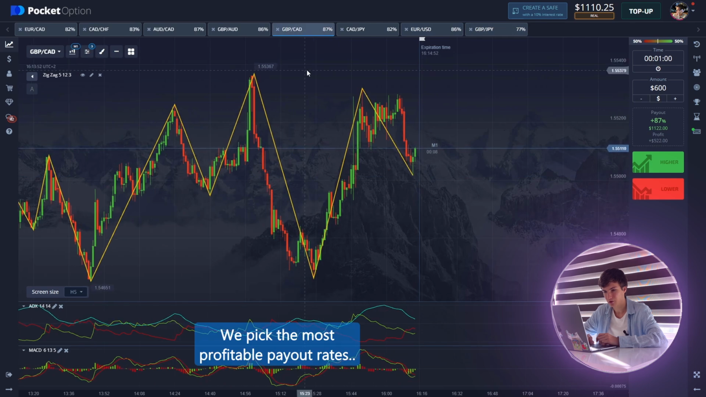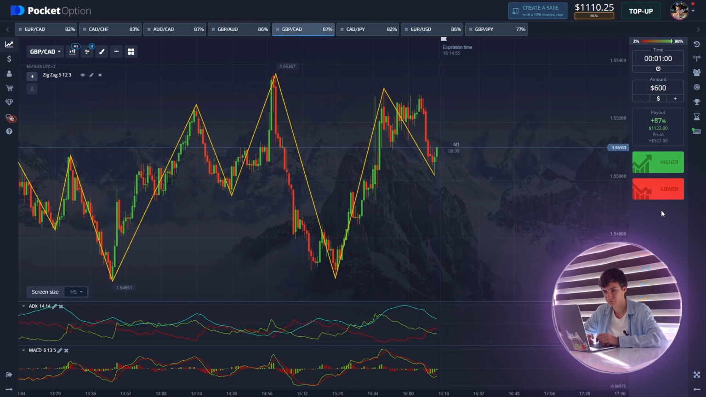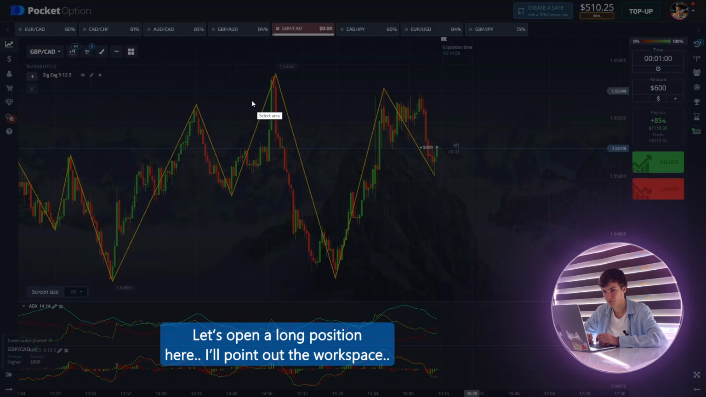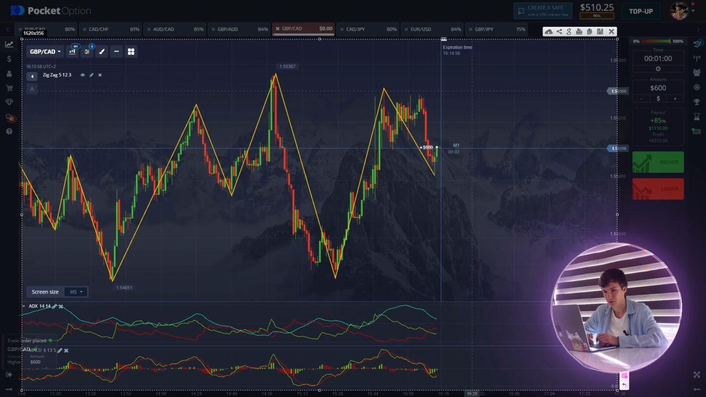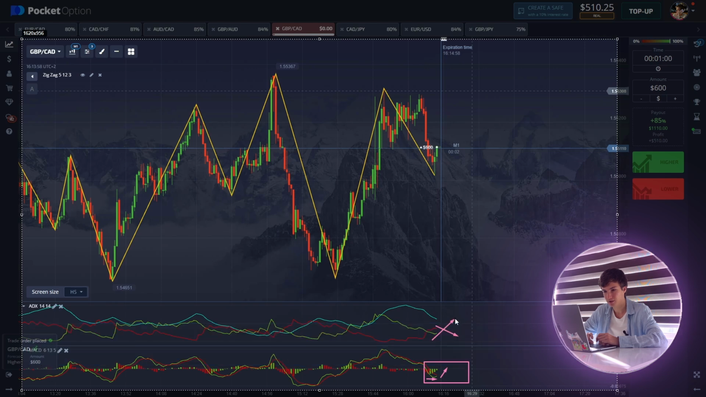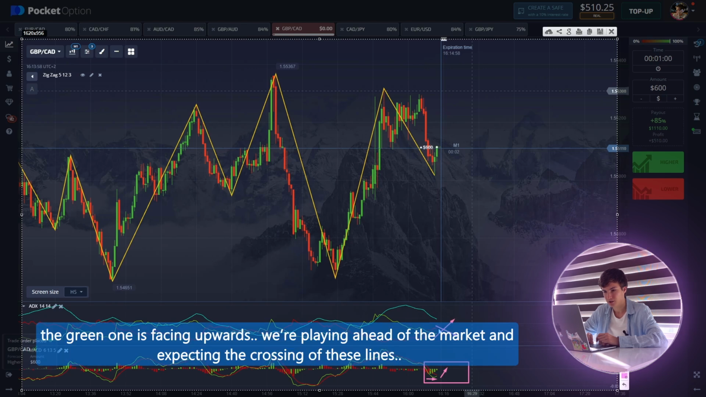We pick the most profitable pattern trades. Let's open a long position here. I'll point out the workspace. We see the good volumes of the MACD, the reversal of the moving average. We also see that the moving average is facing downwards. The green one is facing upwards. We are playing ahead of the market and expecting the cross of the lines.